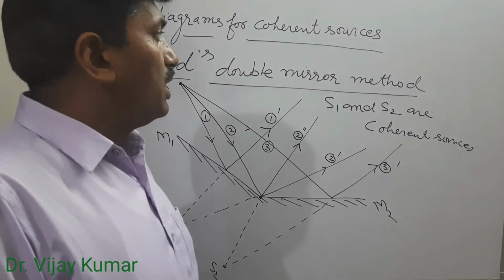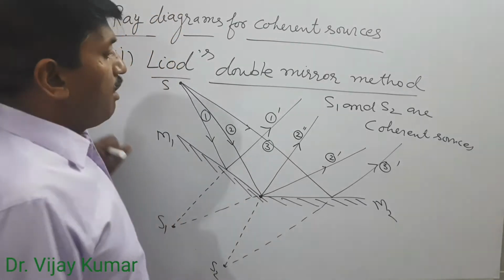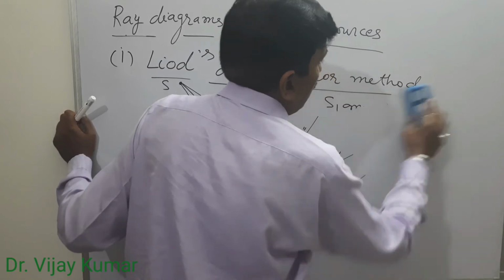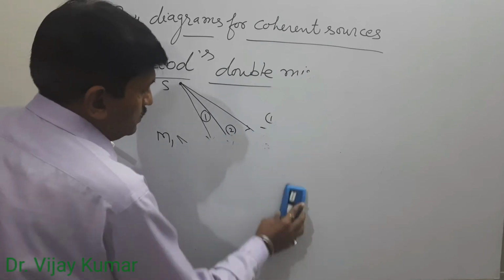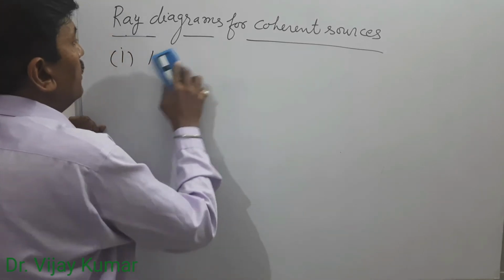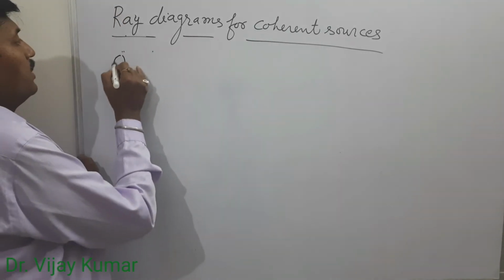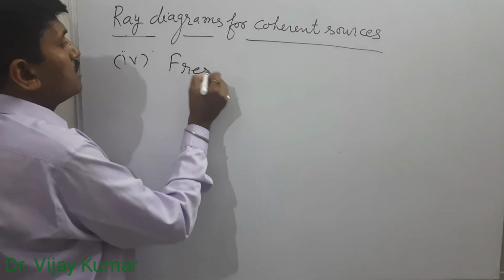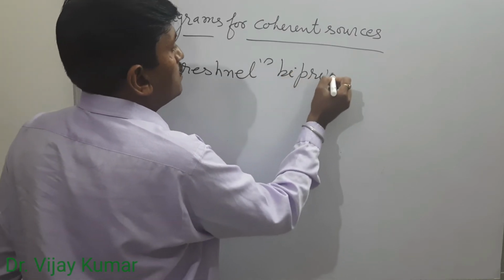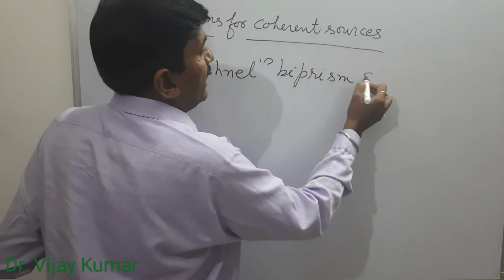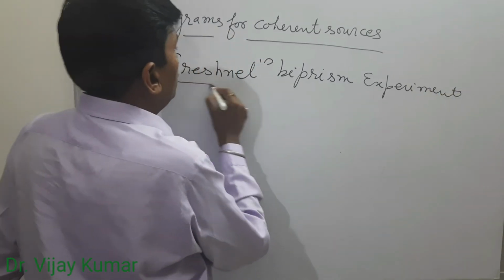Now we will move towards the fourth method of production of coherent sources. The fourth method of coherent sources is Fresnel's biprism experiment. Fresnel's biprism experiment.